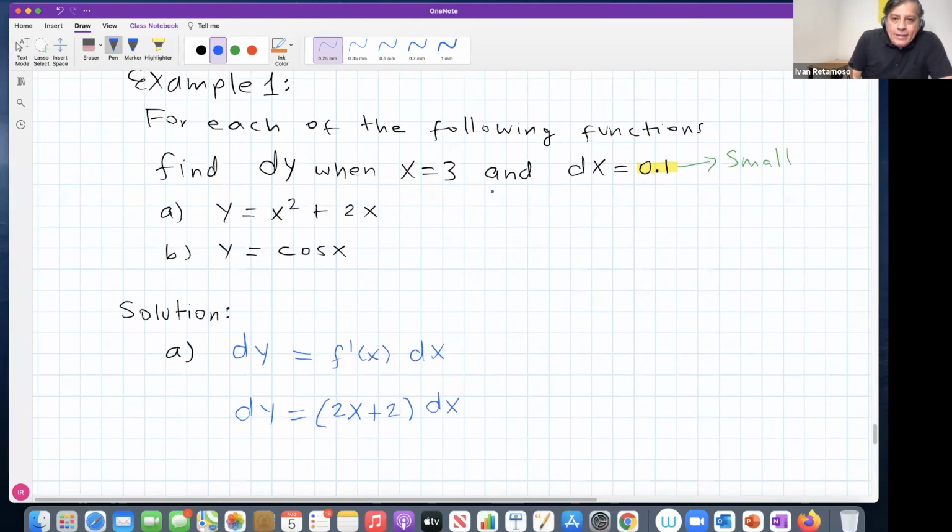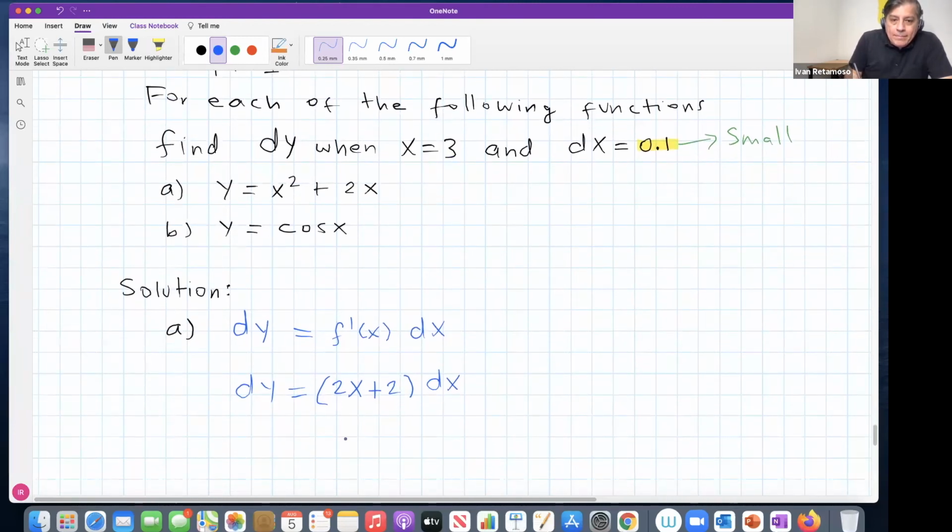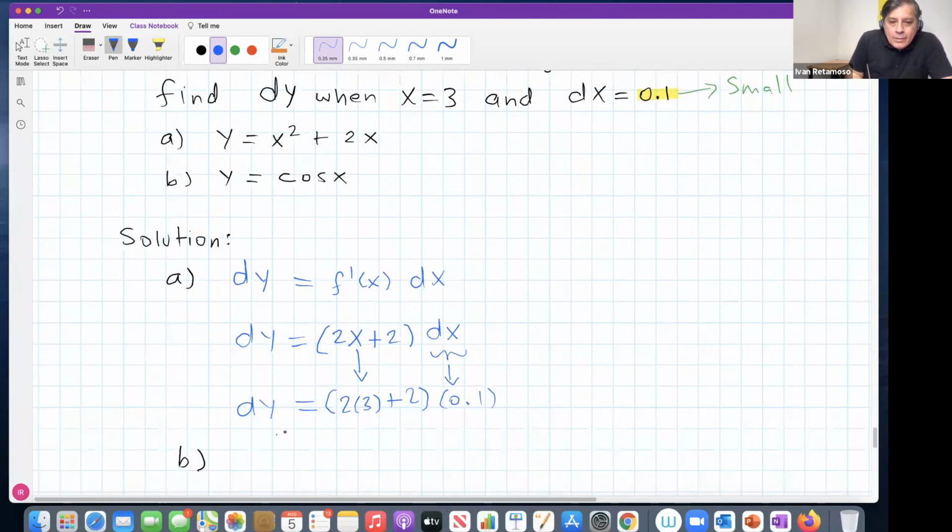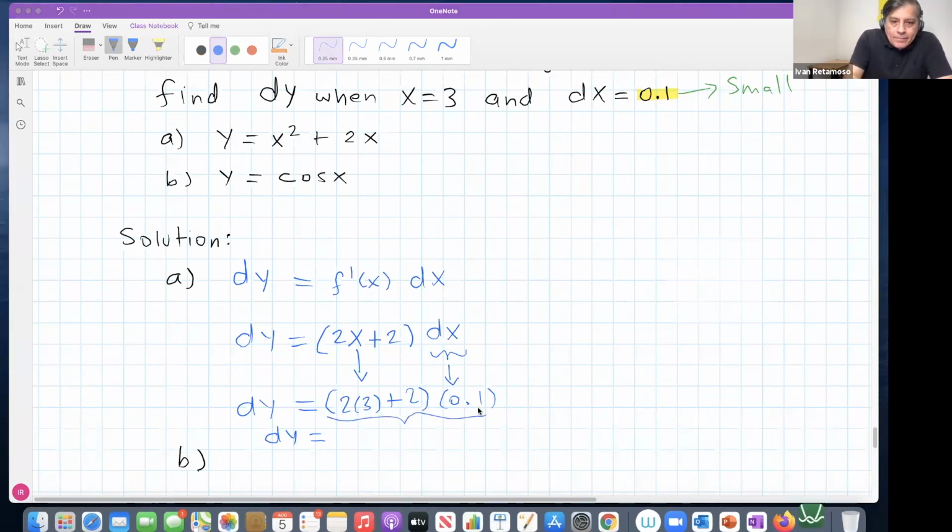Now they say use base point 3. So we're gonna substitute this x with 3 and consider that the differential of x is 0.1. So I'm gonna substitute it with 0.1. And then I will be able to compute the differential of y, right? The change of y associated to a small change on x. So put this in your calculator, guys, and that's it.